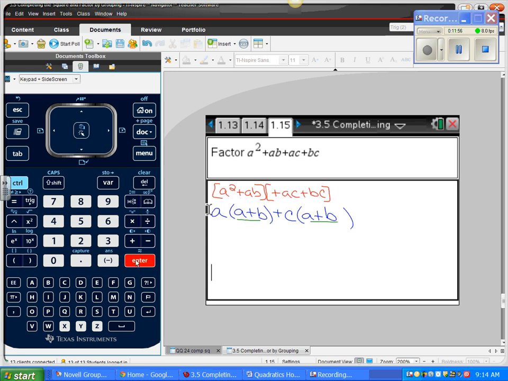Ready? You take what's sitting out front. You put it in its own little set of parentheses, A plus C. And then you take what they have in common, A plus B. Nope, you just take 1. Okay? So now factored is A plus C times A plus B. And that's it, you're done.